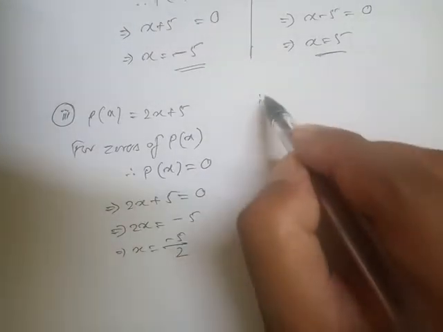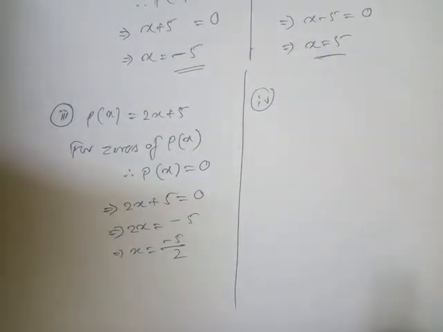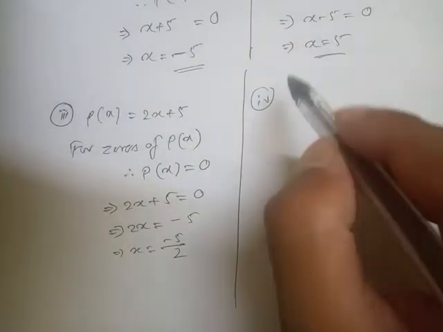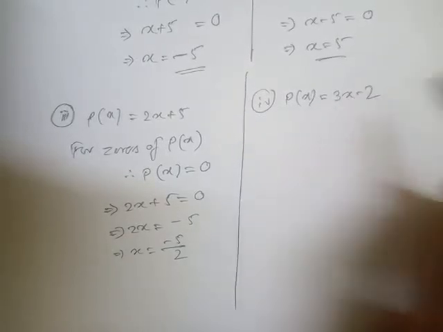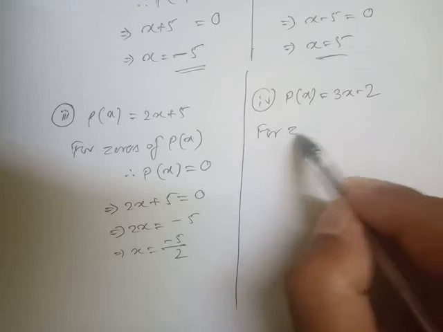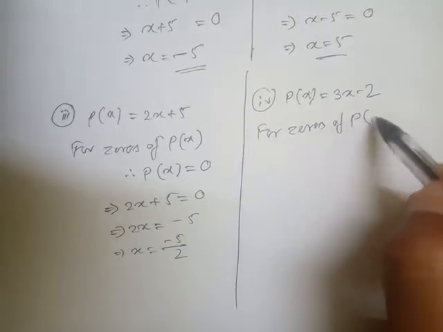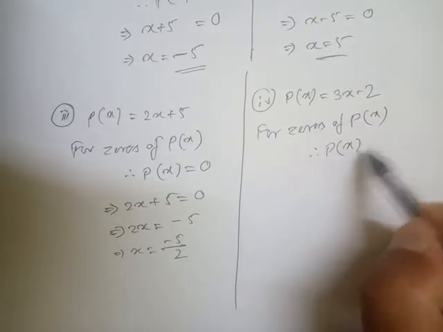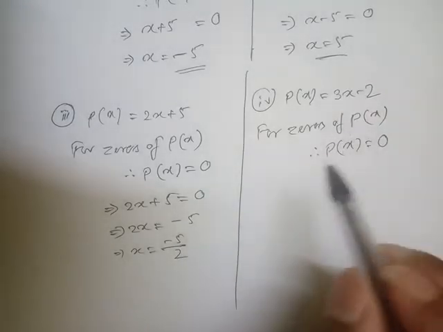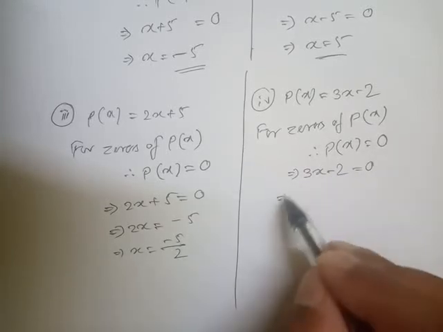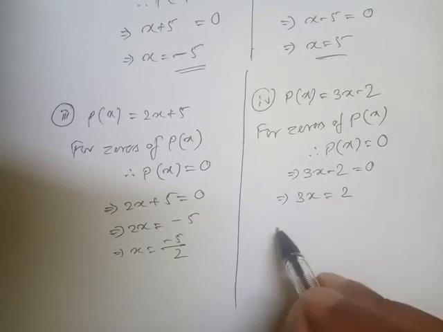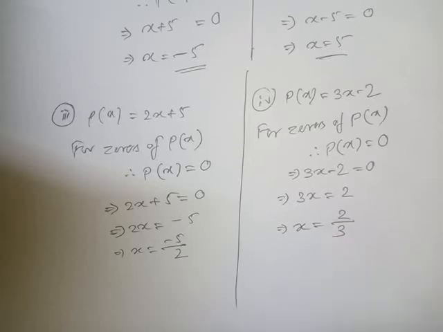Next one student, 4 Roman 4 here. In the question it is given p(x) equal to 3x minus 2. Now look here, for zeros of p(x), therefore p(x) equal to 0. Now after that, the value of p(x) is 3x minus 2 equal to 0. Next would be 3x equal to 2, then x equal to 2 by 3. This is the answer, the zero of the polynomial.